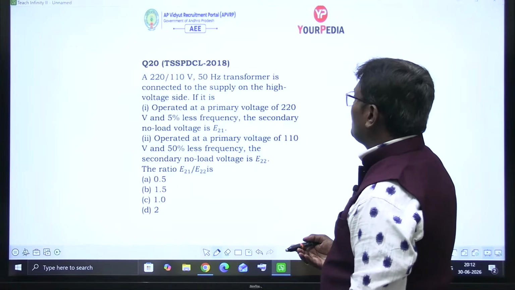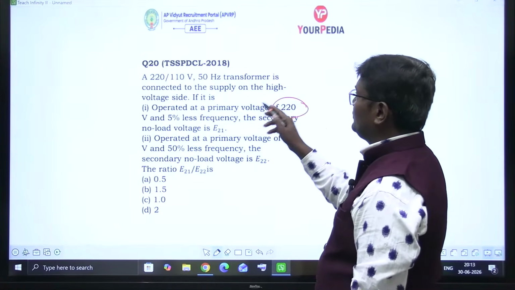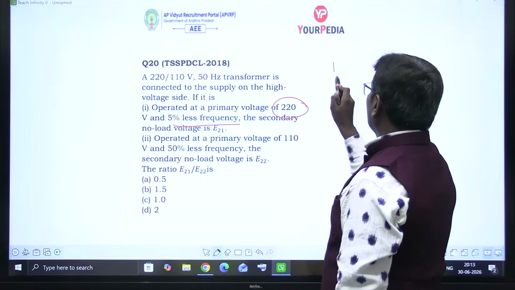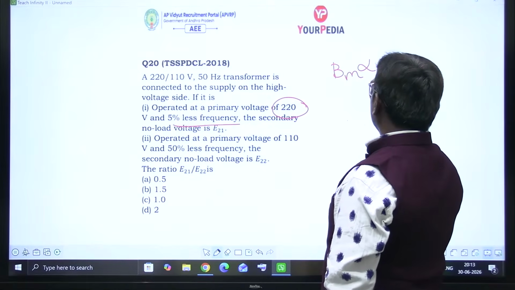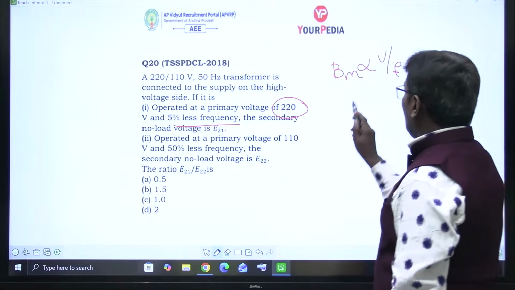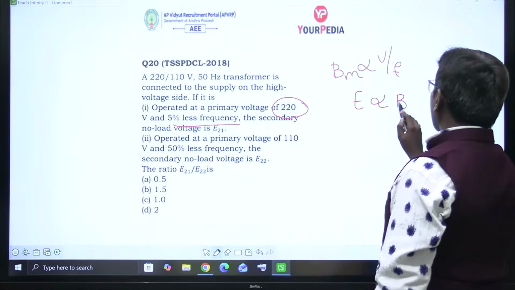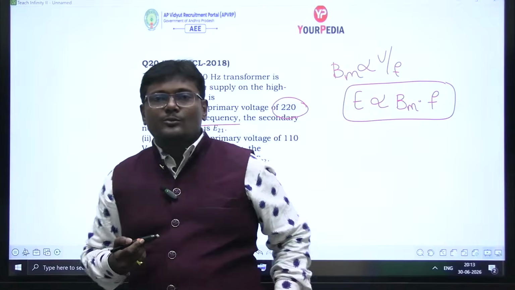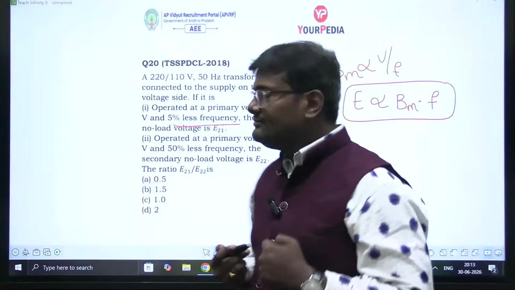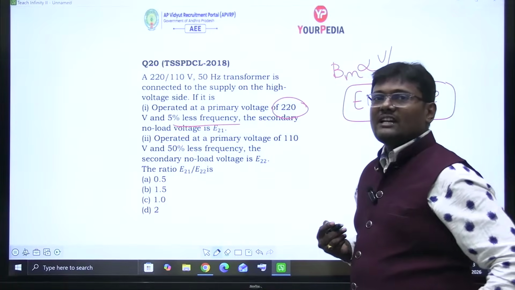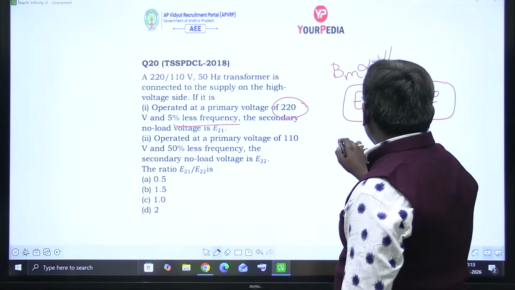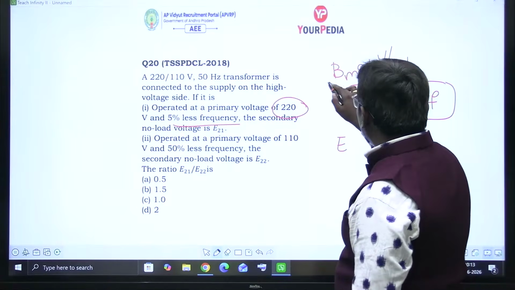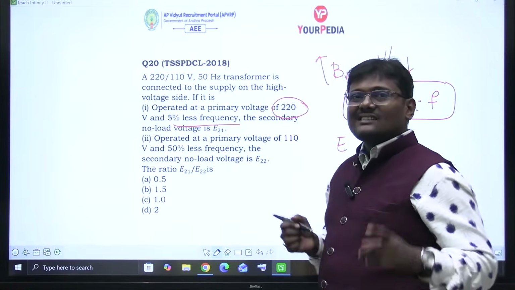So a 50 Hz transformer is operated at primary voltage of 220 rated voltage and 5% less frequency. Bmax is directly proportional to E by F, and E is equal to 4.44 into Bmax into A N into F. E is directly proportional to Bmax into F. Obviously, if it is a low frequency, the maximum flux density will increase. The product will be the same.